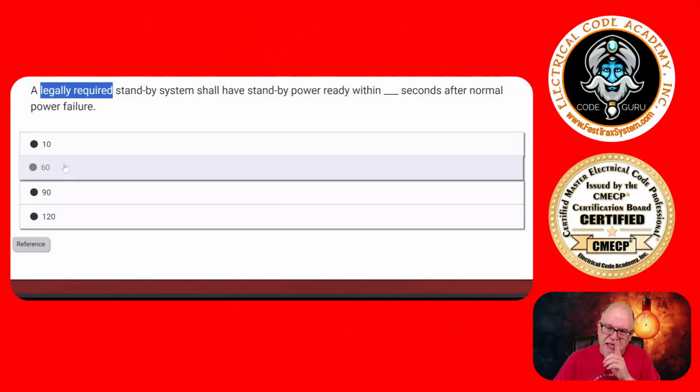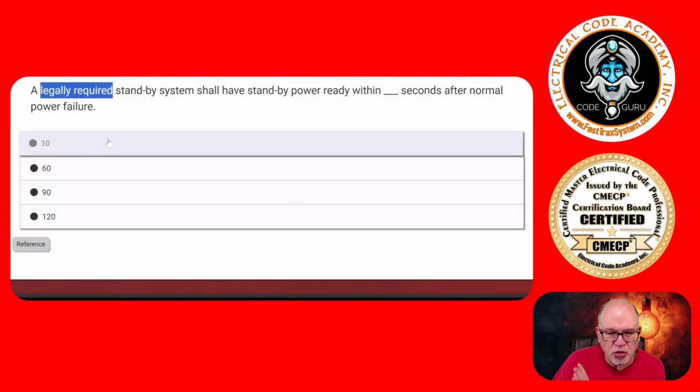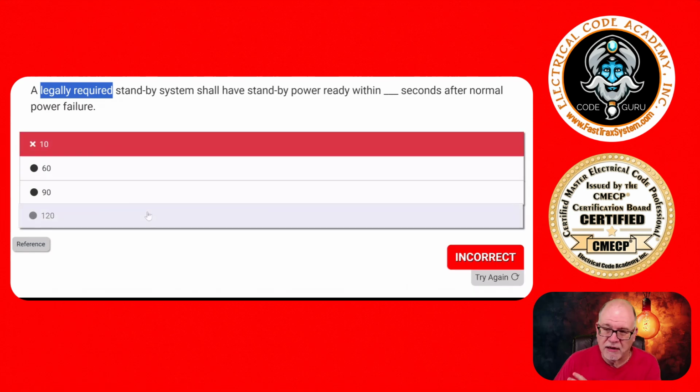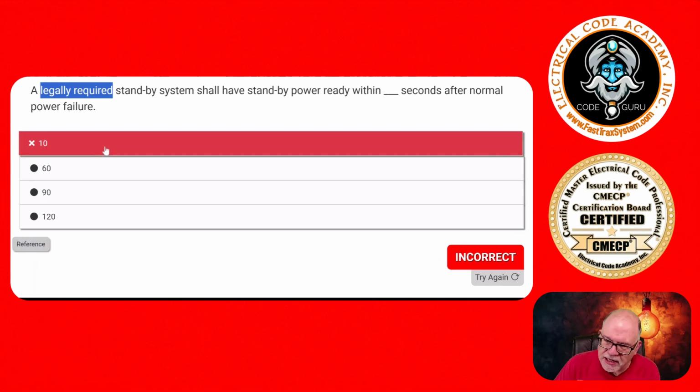Now, let's just say I answer it wrong. I'm going to choose 10. We know 10's not right. All right, 10, by the way, would be for emergency. And you find it the same way if the question was about emergency, but this one was legally required. Try to refrain from going down here and clicking the reference.